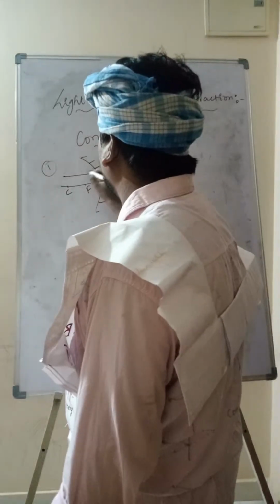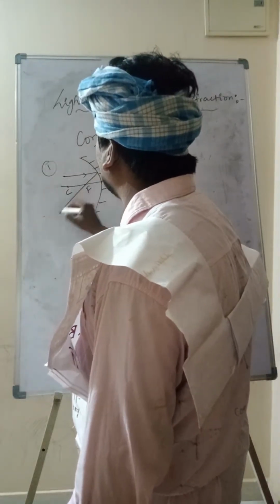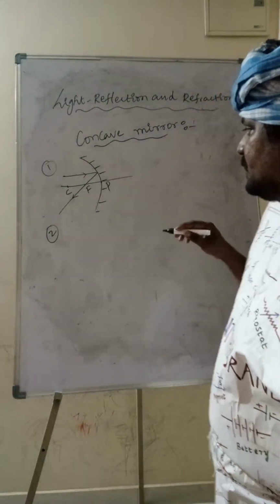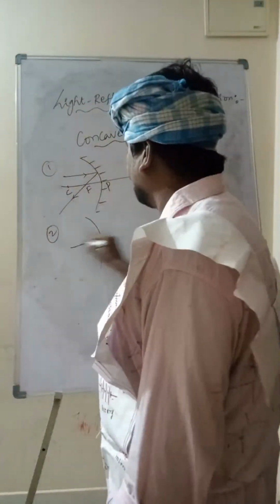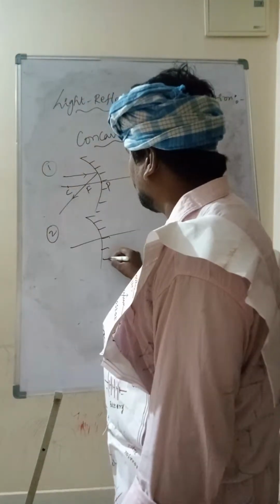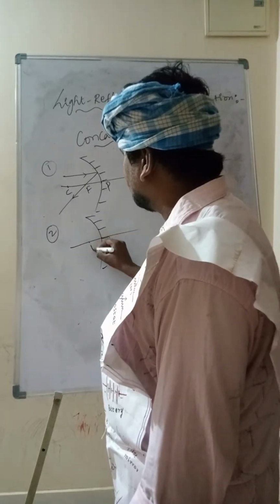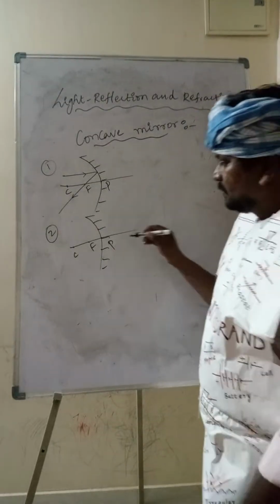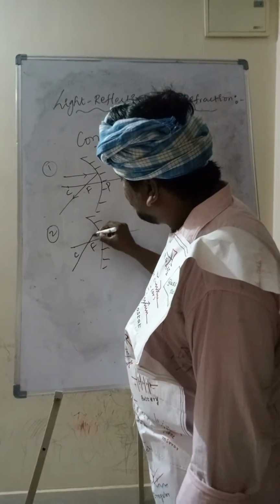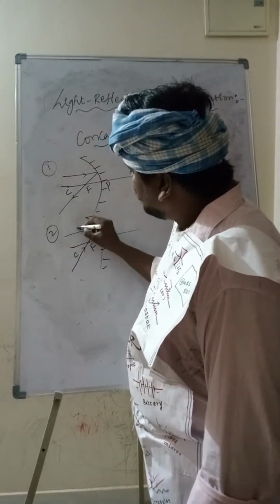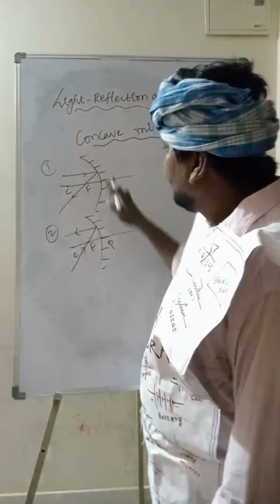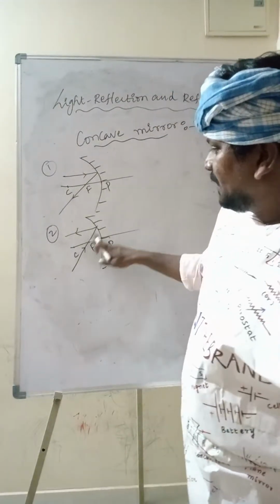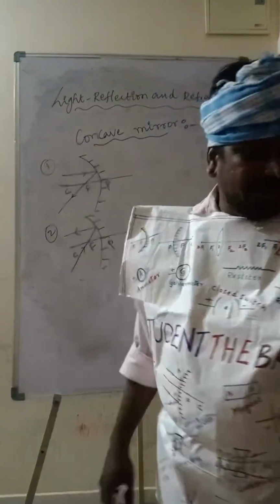One light ray I am taking like this. After reflection it passes through focus. Second one, with the pole, focus, and center of curvature: a light ray passes through focus, and after reflection passes towards infinity. A light ray coming from infinity, after reflection passes through focus. A light ray passing through focus, after reflection moves towards infinity.